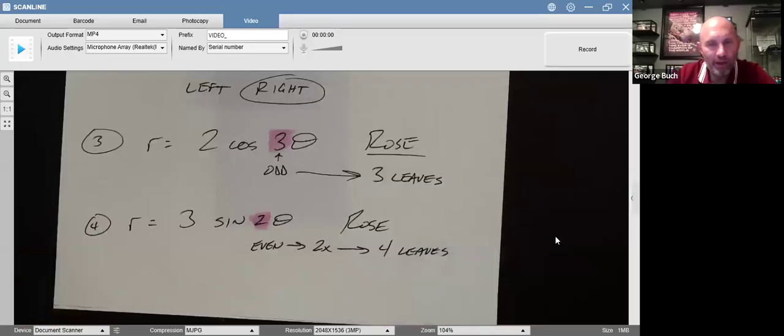So that's it. Like I said, we're not going to get too involved with these. Kind of give your brain a little break, hopefully. That's all you really need to do for these: identify the equations, what type of polar graph, which direction, or if it's a rose, how many leaves.